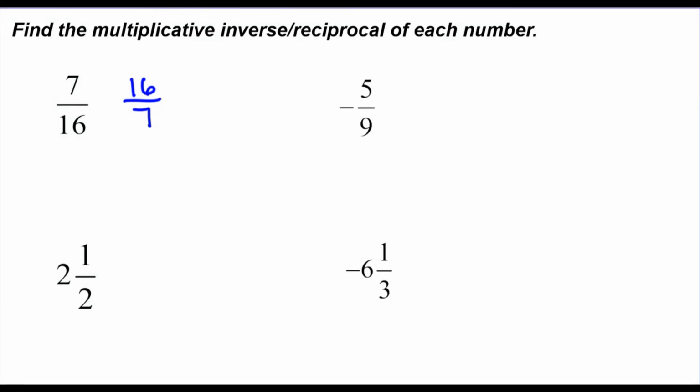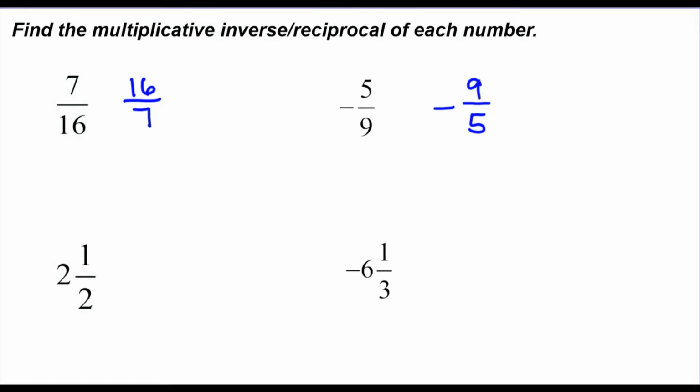The next one, -5/9. The reciprocal of a negative fraction is still going to be negative. And I'm just going to flip that fraction over. It's going to be -9/5 would be the reciprocal, or the multiplicative inverse, because a negative times a negative is going to be a positive. And then again, I'm going to get the same product in the numerator as I do in the denominator. It's going to be 45/45, which is equal to +1.